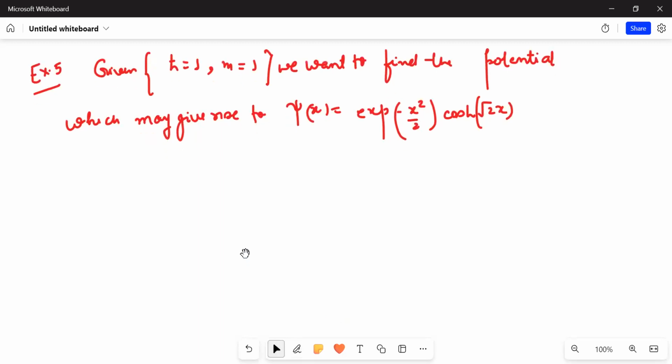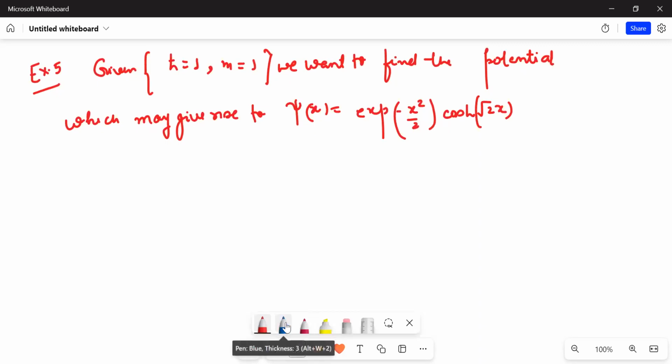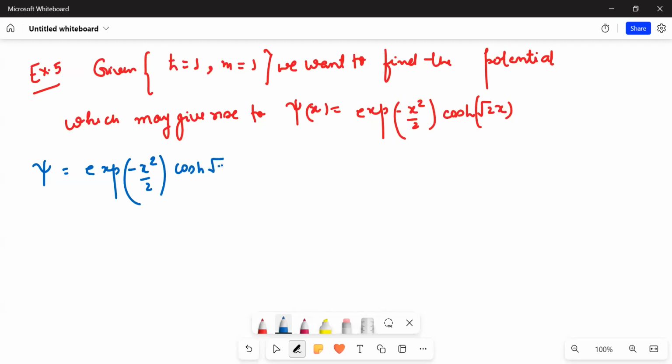Okay. So how to go about this problem? We are given the wave function. It is unnormalized. I'm not interested in normalizing it right now because I just want to find the form of the potential. I'm just interested in finding the form of the potential.